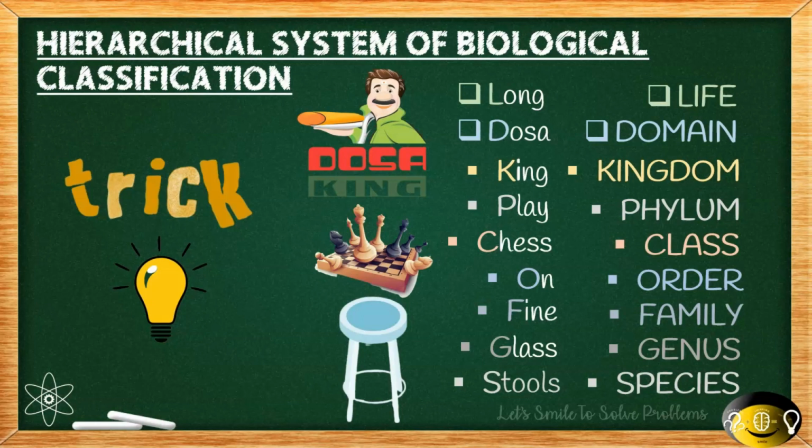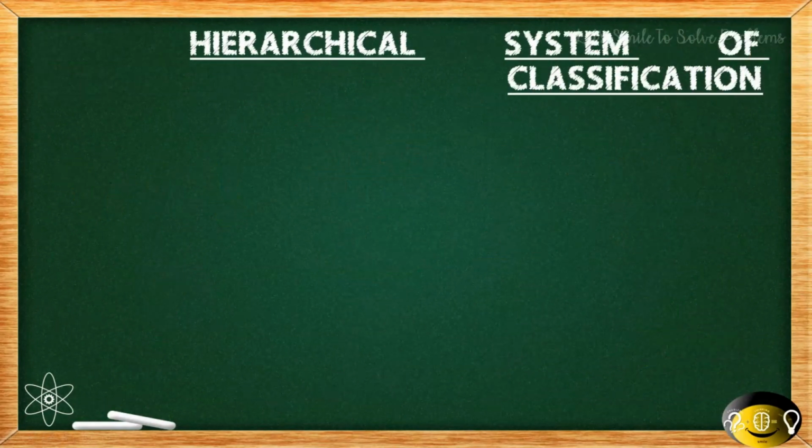So to remember this hierarchical system of biological classification, we can use this trick, that is L for life, D for domain, K for kingdom, P for phylum, C for class, O for order, F for family, G for genus, and S for species. So let me repeat it once again. Long dosa king play chess on fine glass stools. Clear enough? Easy? Correct? Now let's move and see an example. So you can write it in your exam by stating it. Okay? So now it's example time.